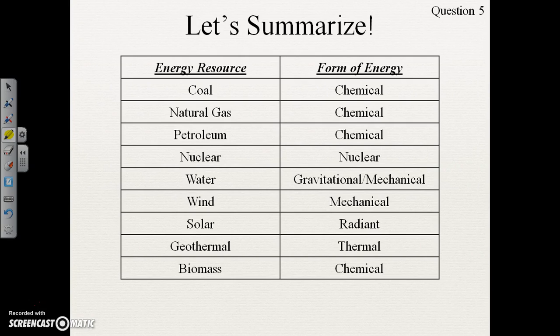Again, coal, oil, natural gas, those are all chemical. Nuclear is nuclear. We have water, gravitational, mechanical. Wind, you can change that to motion or mechanical if you wish. Solar is radiant. We have geothermal, thermal, biomass, chemical.